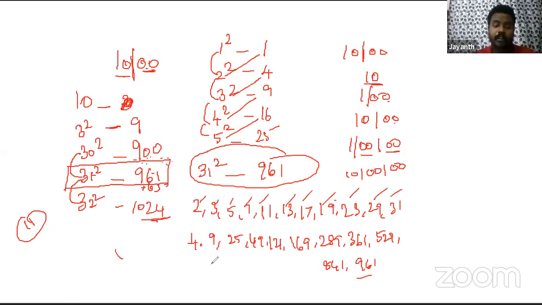So we have 4, 9, 25 and so on. These are all 3-factor numbers. So we have 11 such numbers. Is that clear?